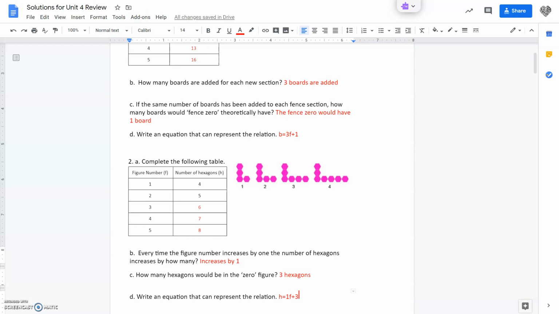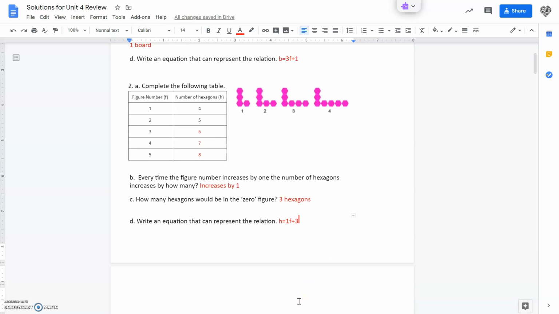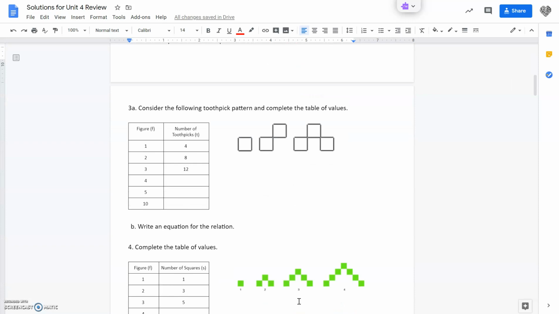So the numbers in B and C give us the numbers we need for our equation. What are we increasing by each time? That's the coefficient to our variable. So that's the number that goes out in front of the F. And what is the 0 figure? That's the number being added to the F. Okay, let's look at another one.